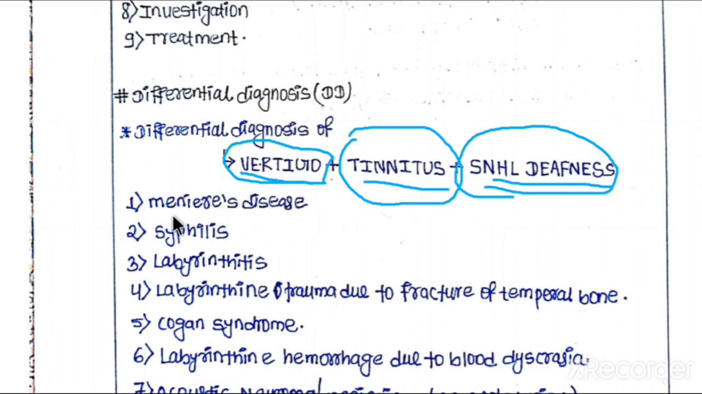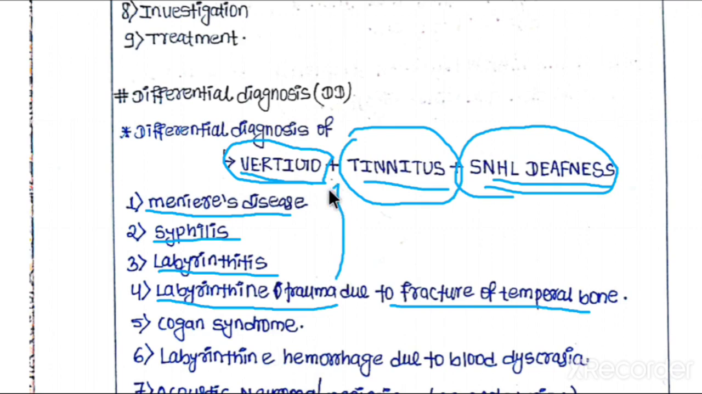First of all, Meniere's disease is the most common for these types of symptoms, and then syphilis, and then labyrinthitis, which is also an inflammation of the inner ear, and then labyrinthine trauma due to fracture of the temporal bone. Since the labyrinth, that is the cochlea and semicircular canals, are present in the petrous part of the temporal bone, a fracture may lead to trauma within the labyrinth and this triad of symptoms. We can also see it in Cogan syndrome, which we will discuss later on, and also in labyrinthine hemorrhage due to blood dyscrasia.